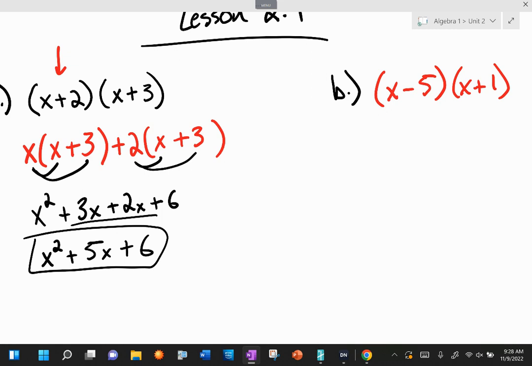Okay, letter B. I'll go ahead and do vertical method since a couple people use that. Spanish test next week. Sí se puede.